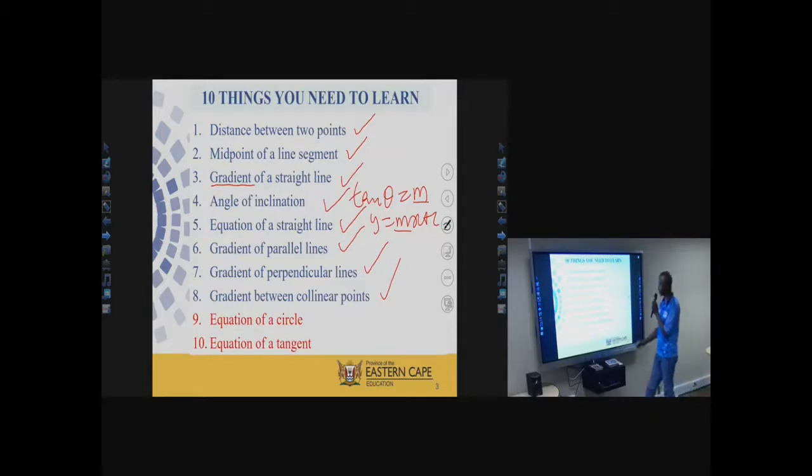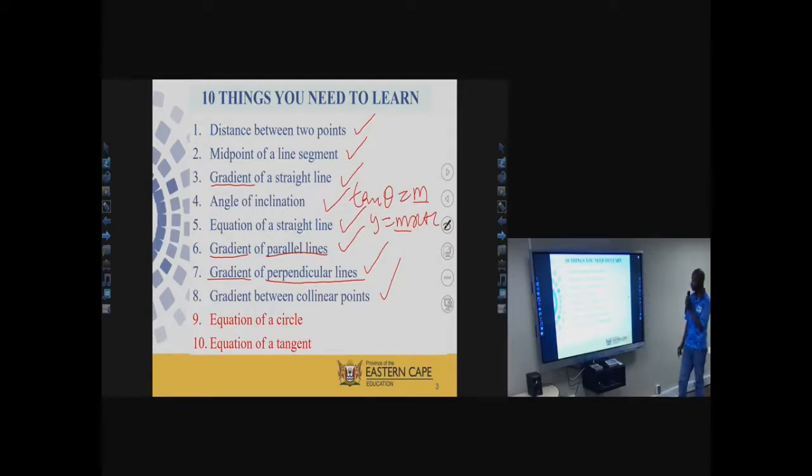Number 6, you talk about parallel lines. But what is interesting in parallel lines? It is the fact that they have the same gradient. Number 7, you talk about perpendicular lines. But what is interesting in perpendicular lines and makes us want to talk about them? It is because when you multiply their gradients, you must get negative one. So you still talk about the gradient.